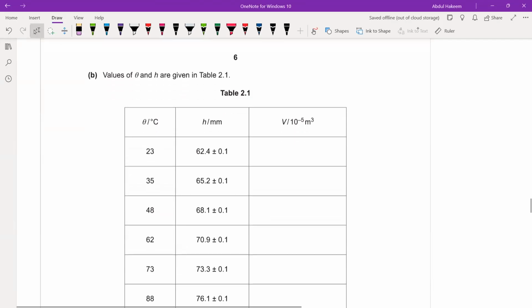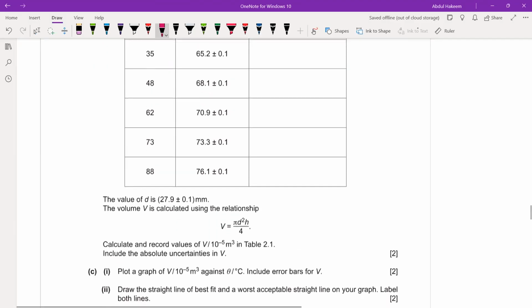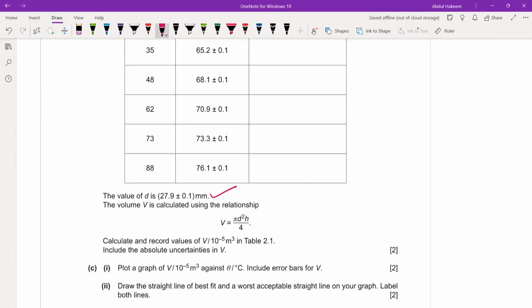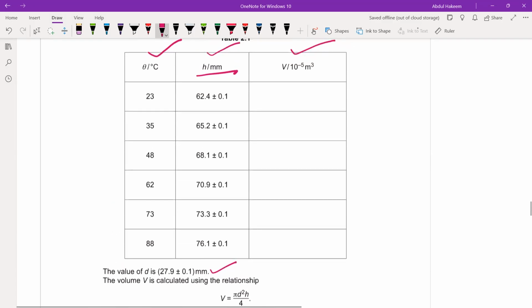Okay, now move to part B. The values of theta and h are given in the table. This is theta in degrees Celsius, h in millimeters, and the volume in 10 power minus 5 meter cubed. So we have to convert h into meters for the calculation. The value of d is 27.9 plus or minus 0.1. The volume V is calculated by using the relationship V = pi d squared h over 4. So calculate and record the value of volume in 10 power minus 5 meter cubed in the table, and include the absolute uncertainty. So first we calculate the volume and then the uncertainty.